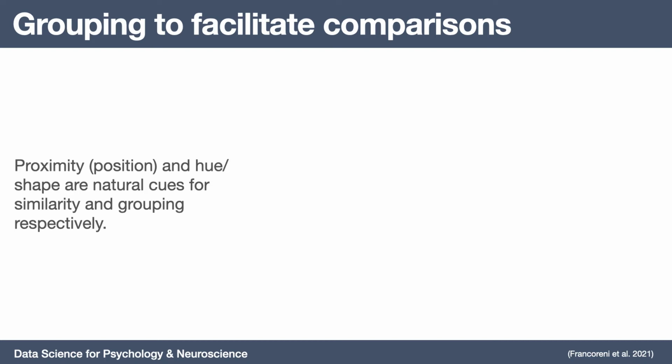One very easy trick in order to draw the visual system into making comparisons is to use visual grouping. I sort of did that, or I showed this, in the last plots on the previous slide, where I had that red example student pop out. The student who got worse as opposed to got better is plotted in red. That student was now in their own visual group because they were colored differently. So proximity and hue and shape are all natural cues for similarity and grouping respectively. If you can use different visual features to define groups, it makes comparisons much easier for the reader and viewer.